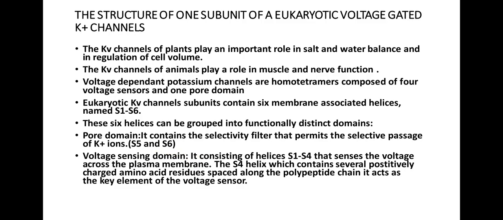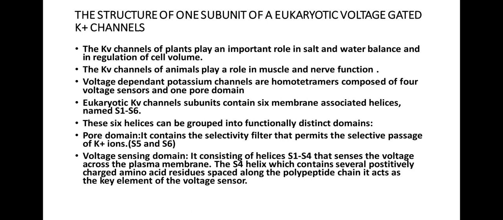The structure of one subunit of eukaryotic voltage gated K+ channel. The KV channels of plants play an important role in salt and water balance and in regulation of cell volume. The KV channels of animals play a role in muscle and nerve function. Voltage-dependent potassium channels are homotetramers composed of 4 voltage sensors and 1 pore domain. Eukaryotic KV channel subunits contain 6 membrane-associated helices named S1 to S6. These 6 helices can be grouped into functionally distinct domains.